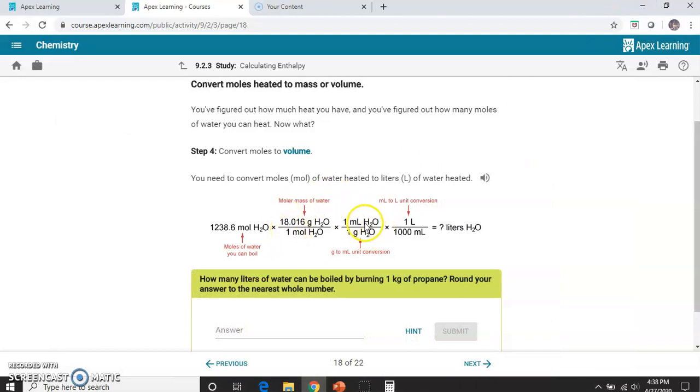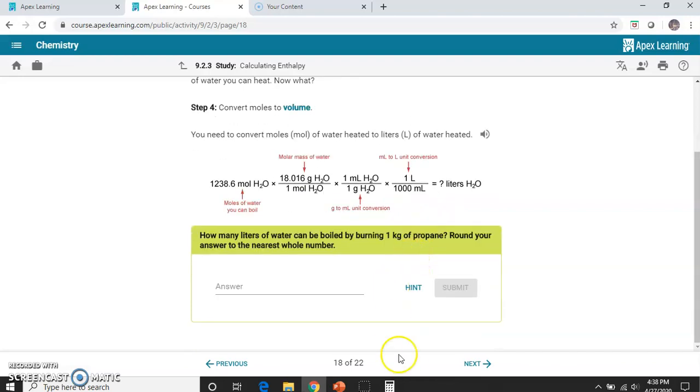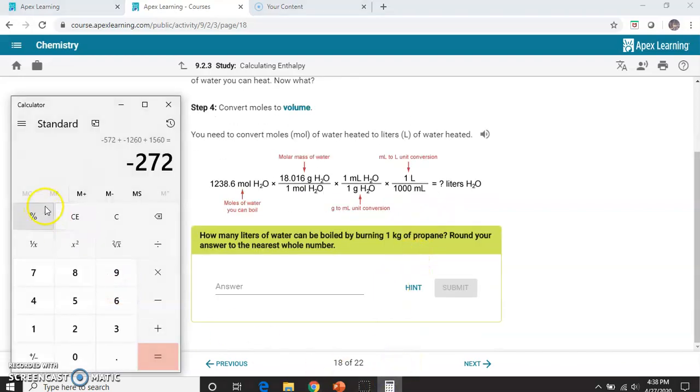Okay. 1 milliliter is actually equal to 1 gram, so it's an easy conversion. And then I need to go to liters because I'm in milliliters right now. So what I do is multiply across the top, divided by what's across the bottom. And then the answer is, so let's plug it in.